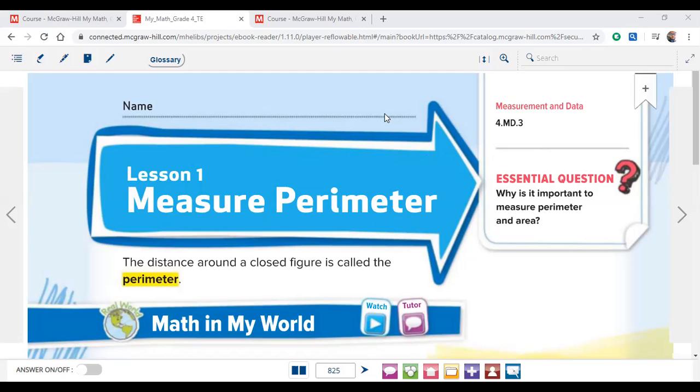By the name of Allah. Today we have to start with a new chapter, chapter number 13, perimeters and areas. Lesson number 1, measure perimeter. Okay, get ready. Bring your book and open it at page number 825.